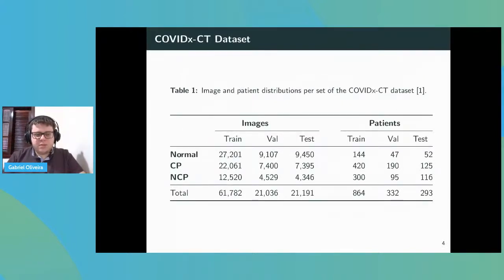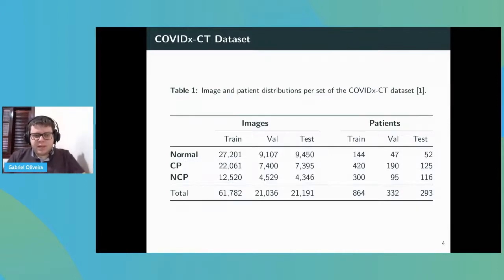So in this article, we use the COVID-X CT dataset. This dataset has CT images from patients, and each patient has different images from the same exam. So one exam is composed of slices from the lungs and chests of the patients. And this dataset has three classes. The first one is normal, which indicates that the patient has no disease. The second one is common pneumonia, and the third one is novel coronavirus pneumonia, or COVID-19.